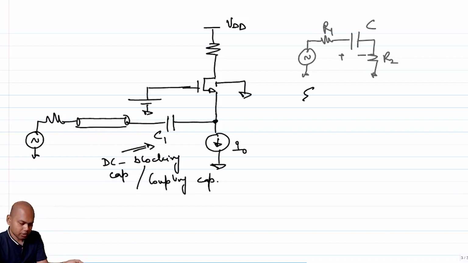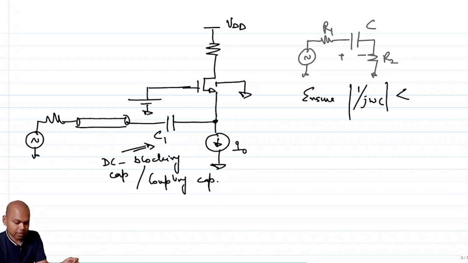So ensure the impedance of the capacitor, that is 1 by j omega c, or in this case mod of 1 over j omega c, is much less than the resistance associated with that loop, right? So the Thevenin resistance around it, right?